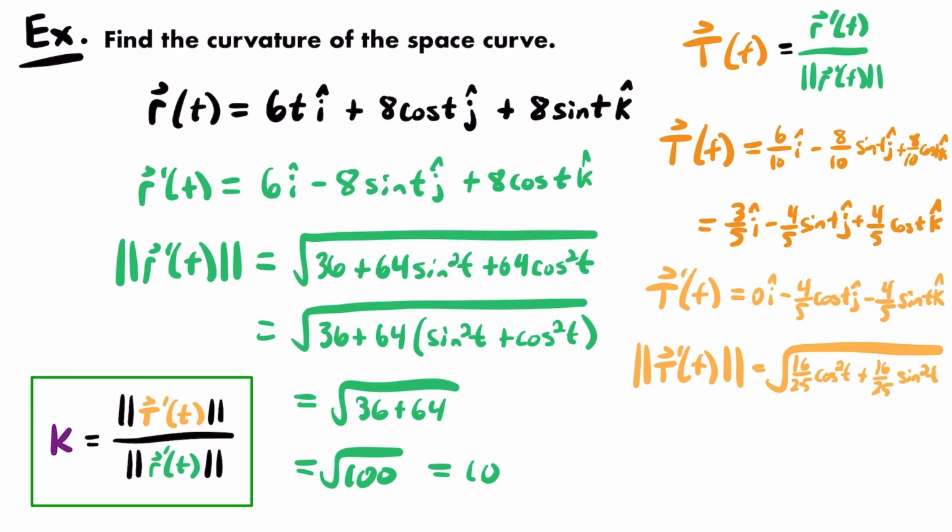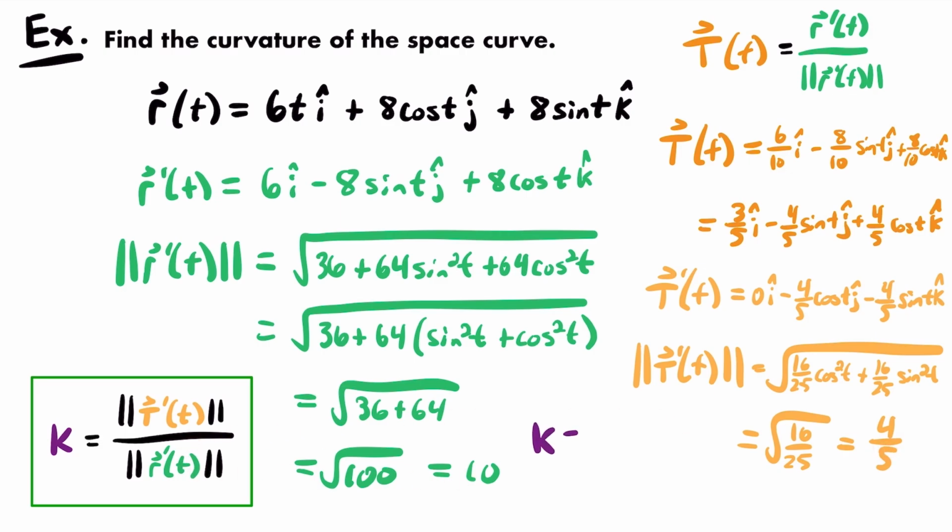All right, now once again, very similar to what happened over here, both cosine squared t and sine squared t have a common factor. You can pull that out, and what you're left with is cosine squared t plus sine squared t, which from the Pythagorean identity for sine and cosine is equal to 1. So you're just going to be left with the square root of 16/25, which is 4/5. Okay, so now we're almost done. We have both the magnitude of the derivative of our unit tangent vector and the magnitude of the derivative of our original vector function. So we're going to take 4/5 and divide it by 10.